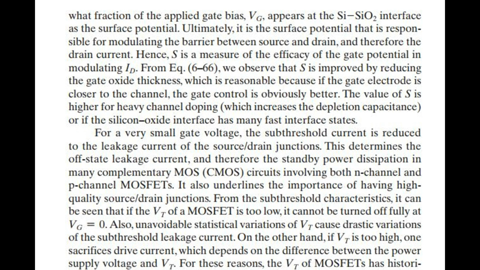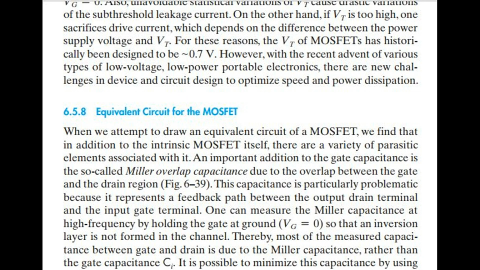From the subthreshold characteristics, it can be seen that if the threshold voltage of a MOSFET is too low, it cannot be turned off fully at Vg equals 0. Also, unavoidable statistical variations of threshold voltage cause drastic variations of the subthreshold leakage current. On the other hand, if threshold voltage is too high, one sacrifices drive current, which depends on the difference between the power supply voltage and threshold voltage.